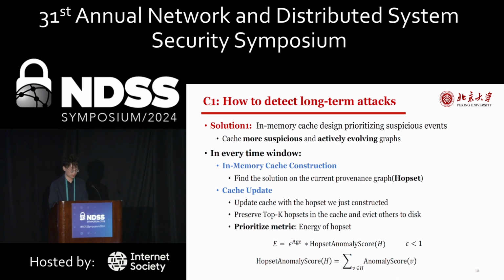We prioritize the cache using the energy of the hopeset, which is used to evaluate the anomaly of the hopeset. The hopeset anomaly score is the sum of the node anomaly scores, and the metric can gradually decay over time if the graph has not been updated. I will introduce how to find the solution in the current time window.